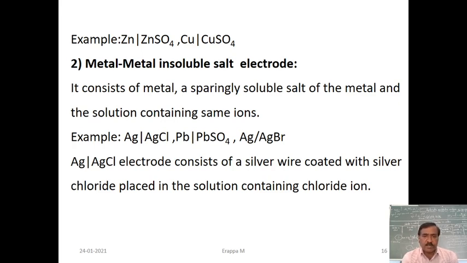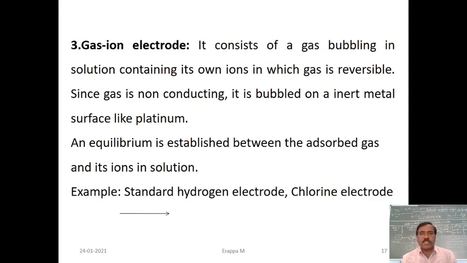The Ag/AgCl electrode consists of a silver wire coated with silver chloride, placed in a solution containing chloride ions. Gas ion electrode. It consists of a gas bubbling in a solution containing its own ions, for which the gas is reversible. Since gas is non-conducting, it is bubbled over an inert metal surface like platinum. An equilibrium is established between the adsorbed gas and its ions in the solution. An example is the standard hydrogen electrode. Another one is the chlorine electrode.